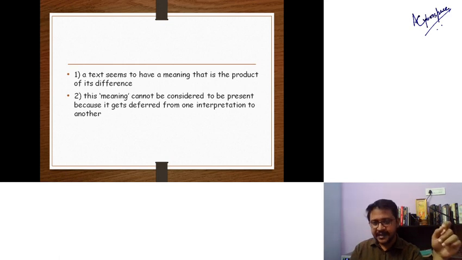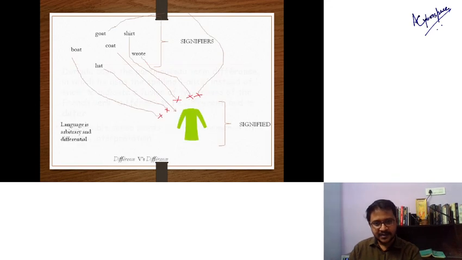One is a text seems to have a meaning that is the product of its difference. Right? A text seems to have a meaning that is the product of difference. So one signifier or one particular element that you find in the text is seemingly leading you to meaning, but actually it is just a play of several small signifiers within the text, and all these signifiers are having a differential relationship among themselves. And this quote-unquote meaning cannot be considered to be present within the text because it gets deferred from one interpretation to another. Right, so that's why there is no single meaning of a text, as this signifier slips out of our hand.